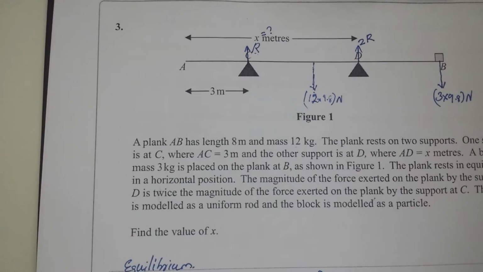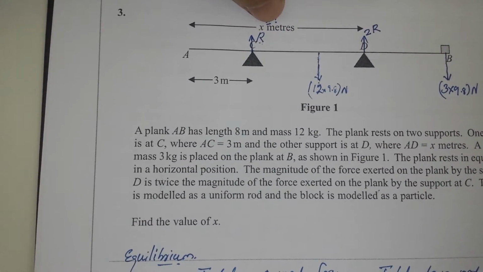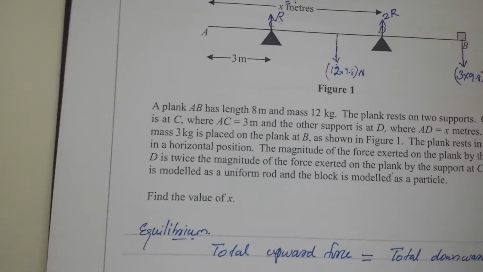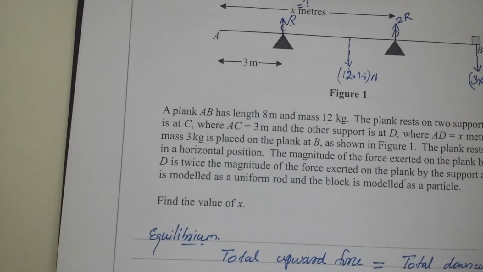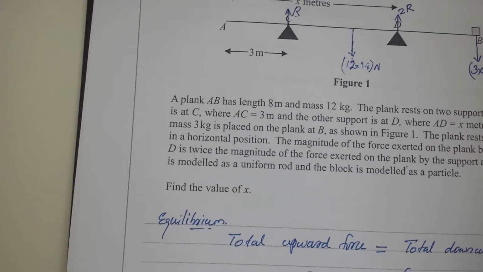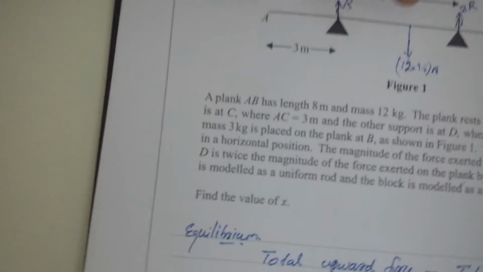Then our question is to find X. So we are going to solve that. Here I am using the concept of total clockwise moment is equal to total anti-clockwise moment about any pivot. I am taking this point C as the pivot. So it has a tendency to rotate this way or this way. Here the clockwise moments are about C.